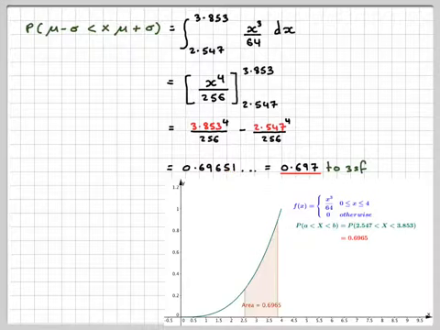Okay, so this has been a video to show you how to find the mean and the variance of a continuous random variable. I hope you've understood, and I thank you very much for watching.